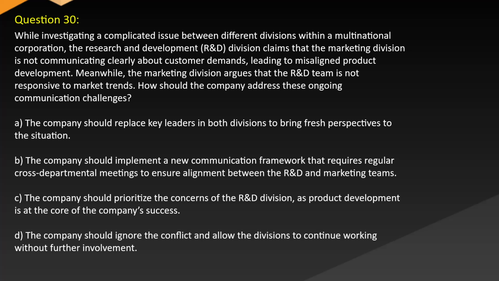A. The company should replace key leaders in both divisions to bring fresh perspectives to the situation. B. The company should implement a new communication framework that requires regular cross-departmental meetings to ensure alignment between the R&D and marketing teams. C. The company should prioritize the concerns of the R&D division, as product development is at the core of the company's success. D. The company should ignore the conflict and allow the divisions to continue working without further involvement.